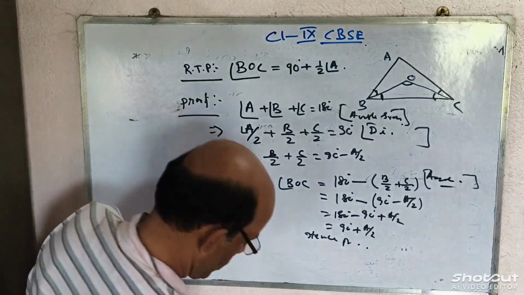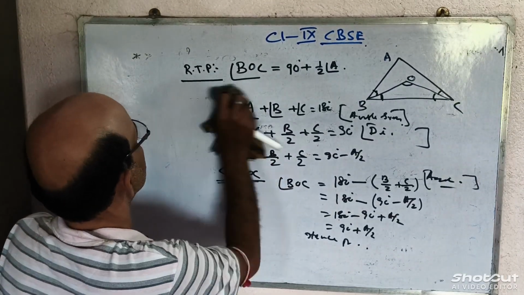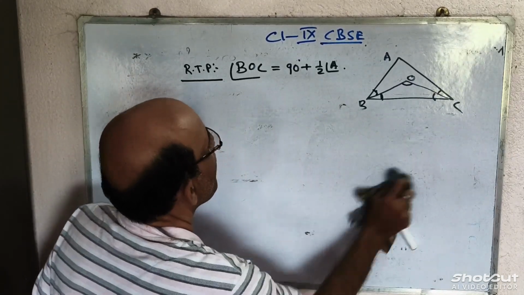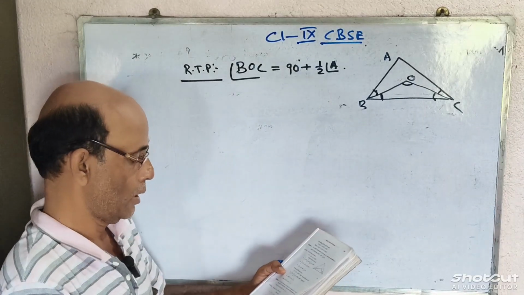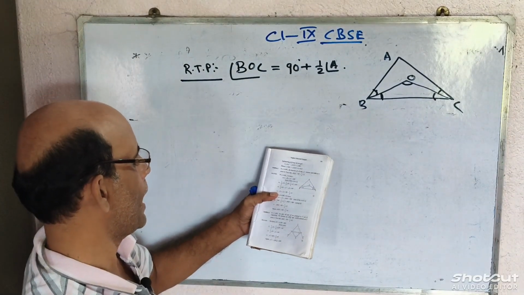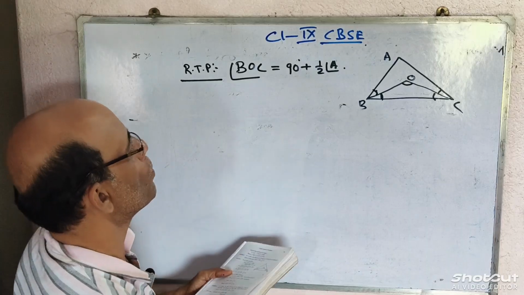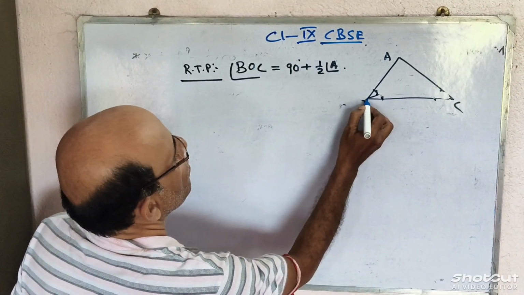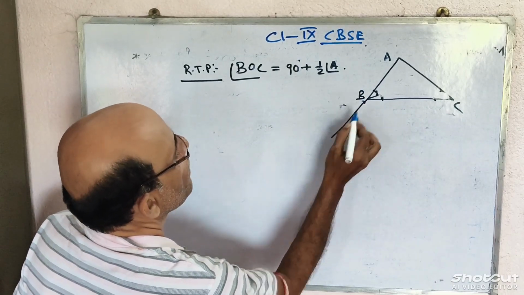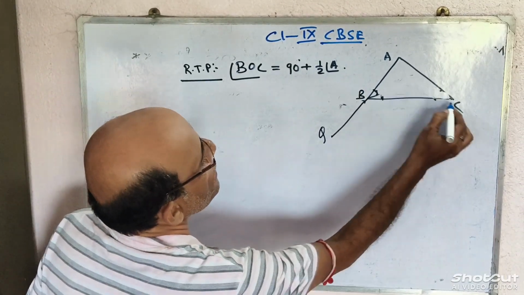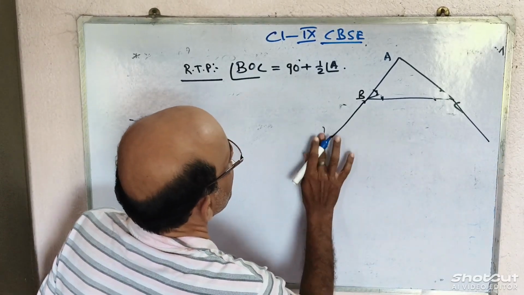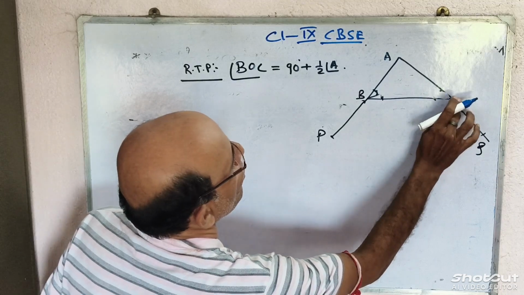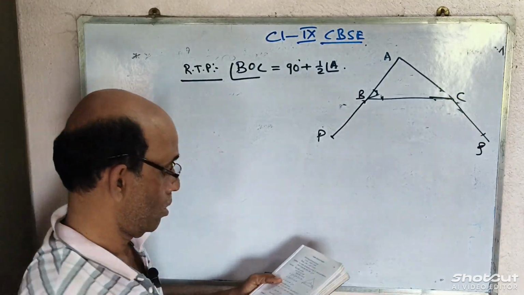Another important sum, I will only explain, but since I said it, I will do it. In triangle ABC, AB and AC are produced to P and Q. AB up to Q and AC up to P. Okay.